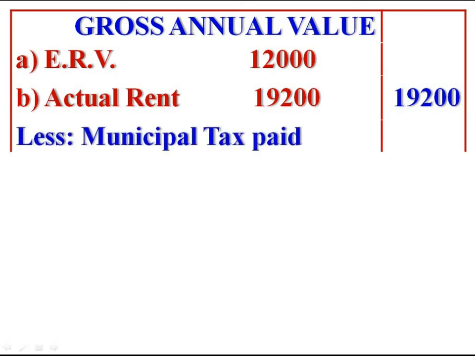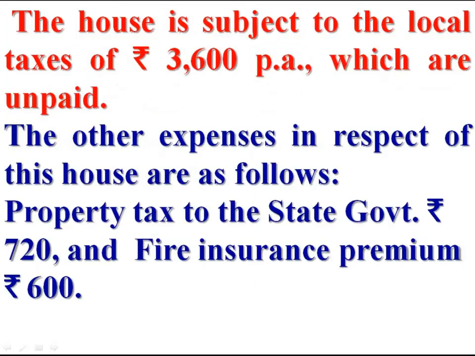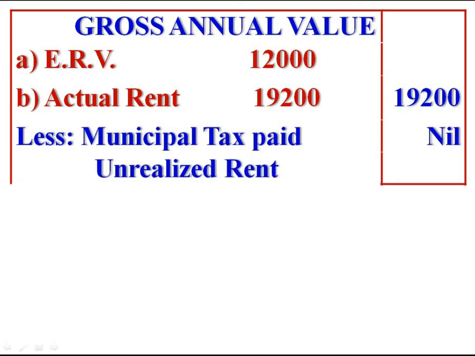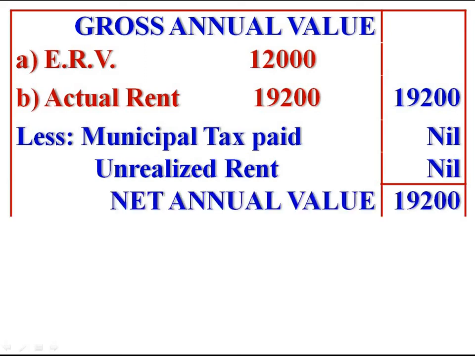From gross annual value, deduct municipal tax paid. In this problem, we are given the house is subject to local taxes of rupees 3,600 per annum, which are unpaid. If the municipal tax is unpaid, there is no deduction in respect of municipal tax, because municipal tax is allowed as deduction only on payment basis. Here municipal tax paid is nil. Then unrealized rent: in this problem, there is no unrealized rent. Now we get 19,200. It is the net annual value.